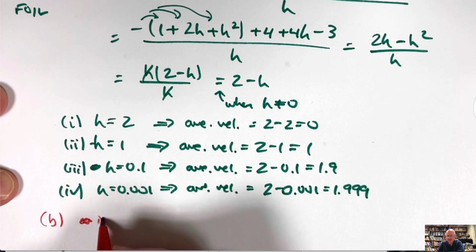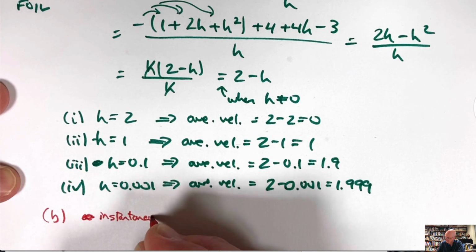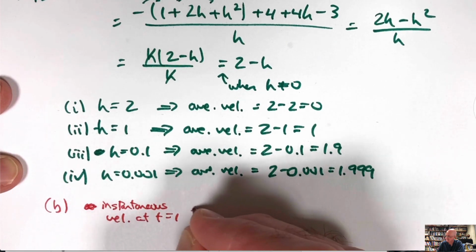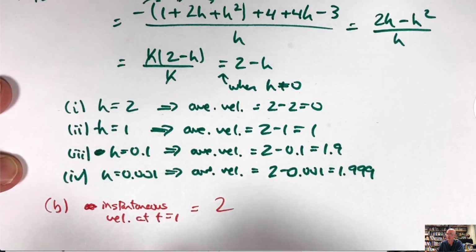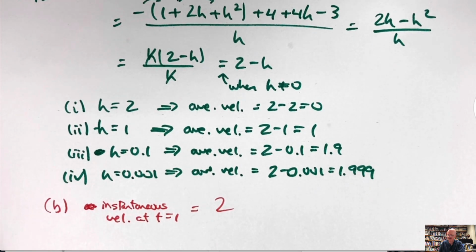The instantaneous velocity at t equals 1 should be the limiting value of these numbers. These numbers are getting arbitrarily close to 2. This should be 2 meters per second or whatever. Is that really right? Or is it just a guess?